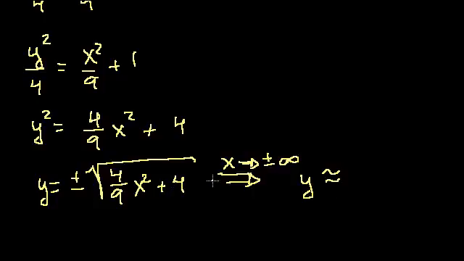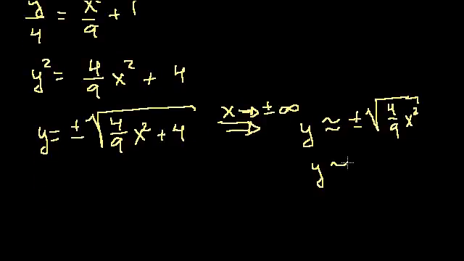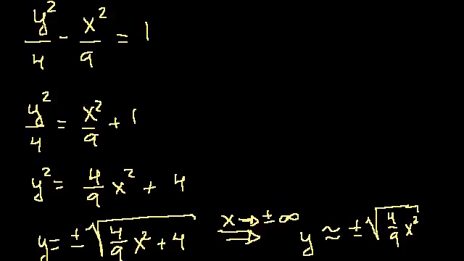So as you approach positive or negative infinity, this equation is approximately equal to plus or minus the square root of 4 over 9 x squared. So y would be approximately equal to plus or minus the square root of 4/9, which is 2 over 3, the square root of 4 over the square root of 9, times x. So these are the asymptotes. There are two lines: y is equal to 2/3 x, and y is equal to minus 2/3 x. So let's draw those two lines.